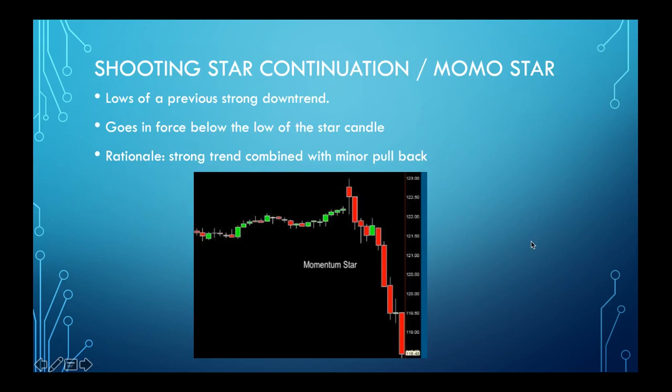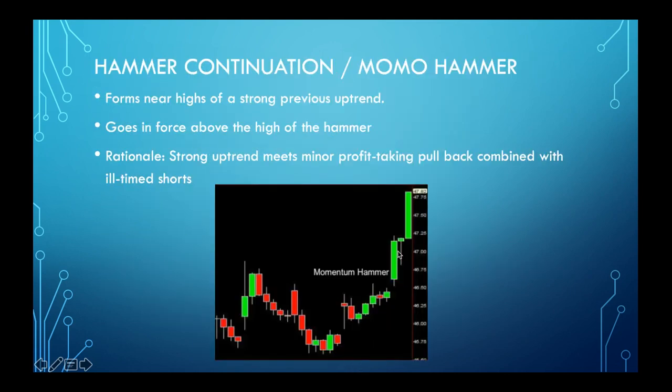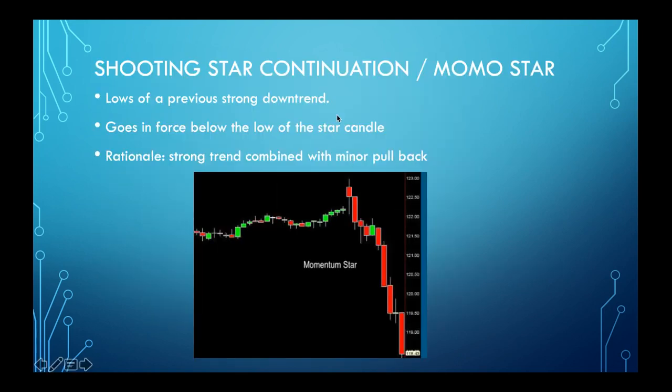The shooting star continuation, or Momo star, occurs on the lows of a previous strong downtrend. Notice here, similar to the momentum hammer, there's a strong trend and it forms at the lows of the trend, and it goes in force below the low of the candle. That's what happened here. The rationale is a strong trend combined with a minor pullback, so it's kind of like a pause. And we see that in another instance of an actionable signal called a measured move. We'll get into that in a minute.